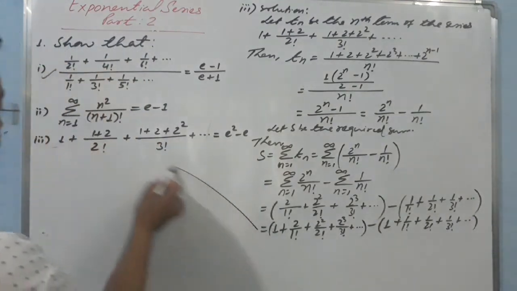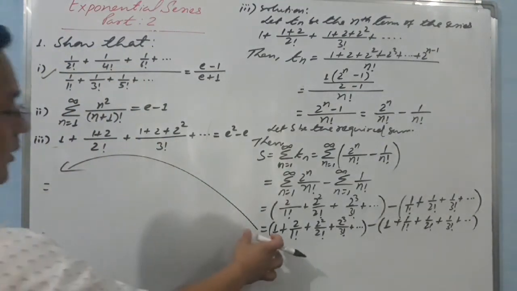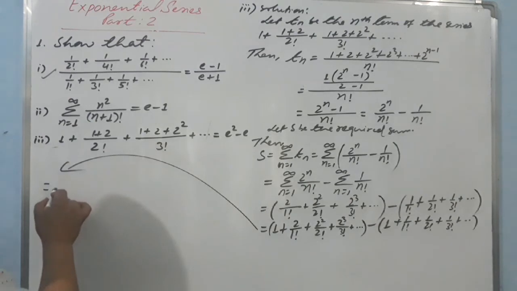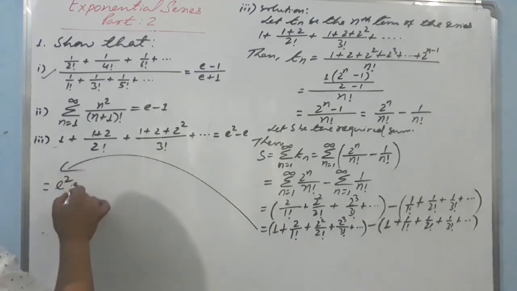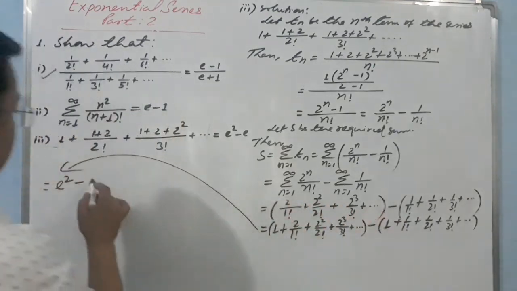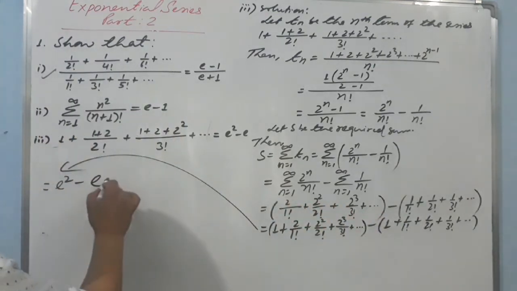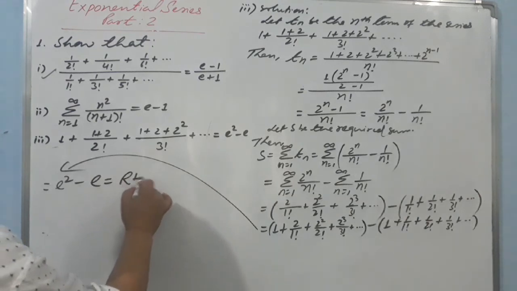Now, if you are wondering which formula this is, this is the formula of e square. I'll tell you which formula. This is the formula of e. So this is equal. We need only the right hand side. This is your right hand side.